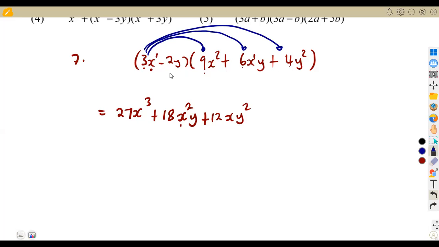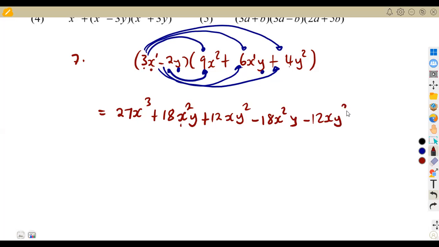It has multiplied everything. Then we move on to the negative 2y, which is going to multiply this term, also this term, and also this term. So that means we are going to have negative 2y times 9x squared, which is negative 18x squared y in this case. Then we move on to the negative 2y multiplied by the 6xy here. So that's negative 12, all right? So we've got x, then we've got y and also y. So that's y times y, which is going to be y squared.